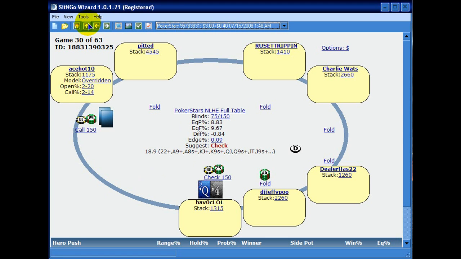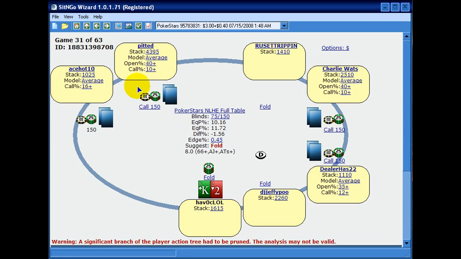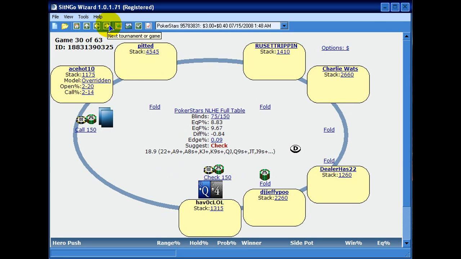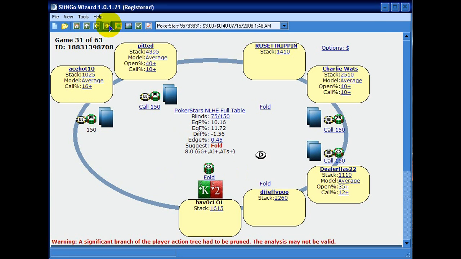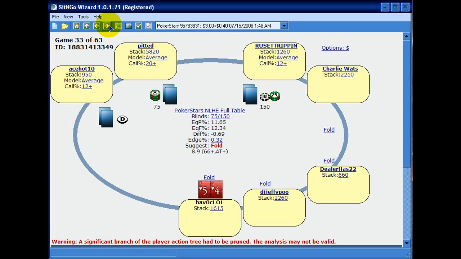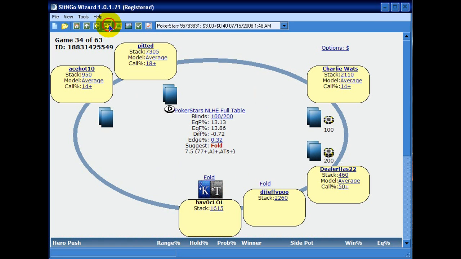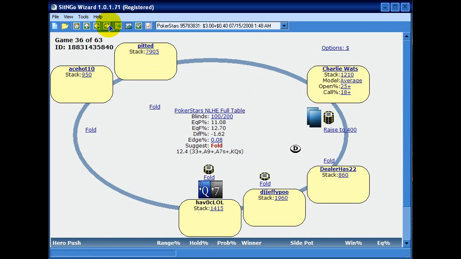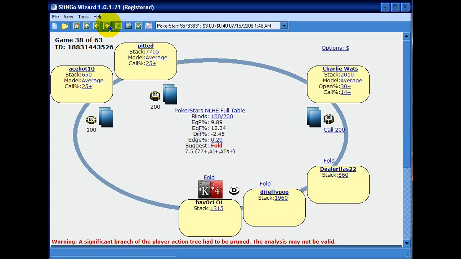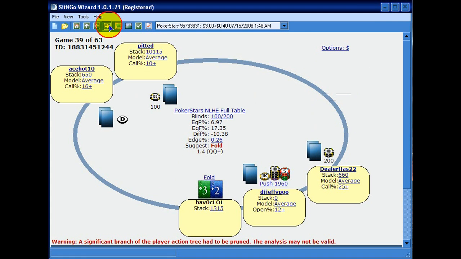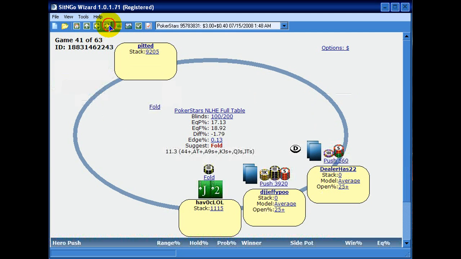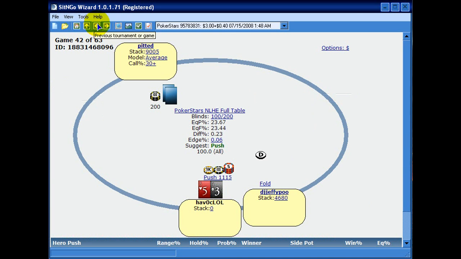You can intuitively imagine that to an under the gun limp, Queen 4 offsuit is not good for a push. And here, very standard, very standard. And there's really not much to say except here.